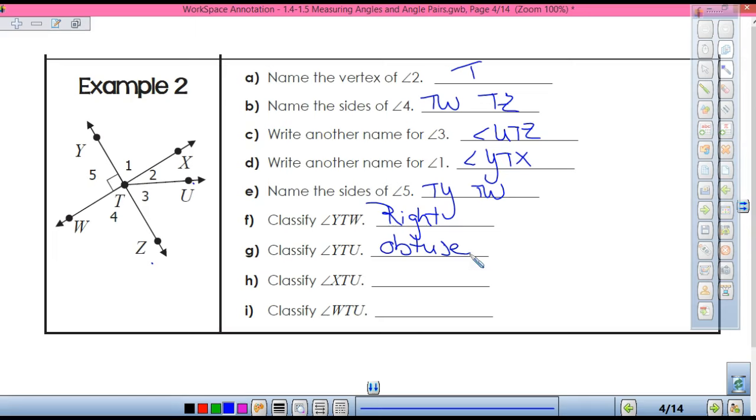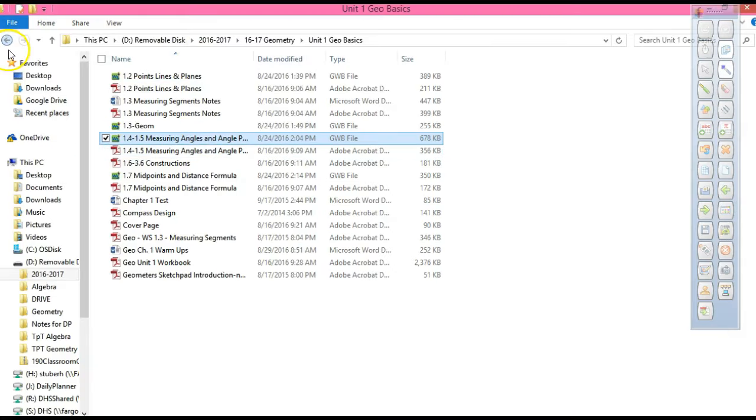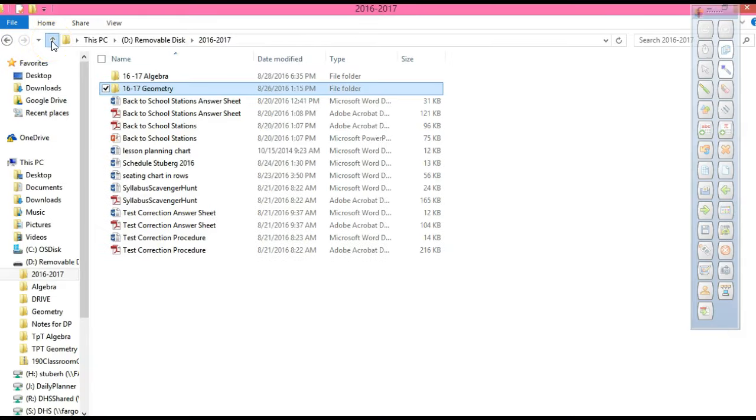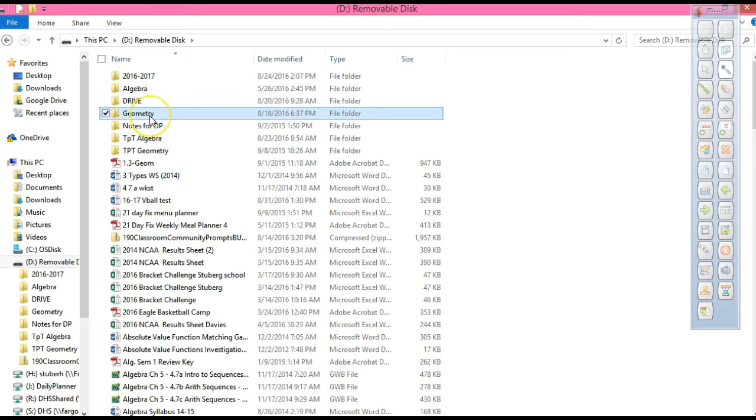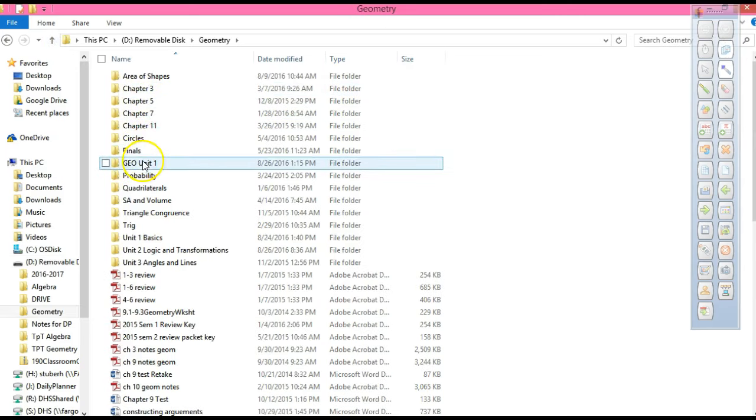XTU, acute little angle. And WTU. All right, so this is where you have to bear with me a little bit because we have a couple other things we need to talk about that aren't in this flip chart, but are on your worksheets.